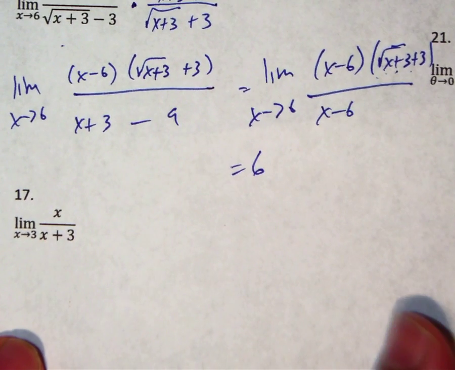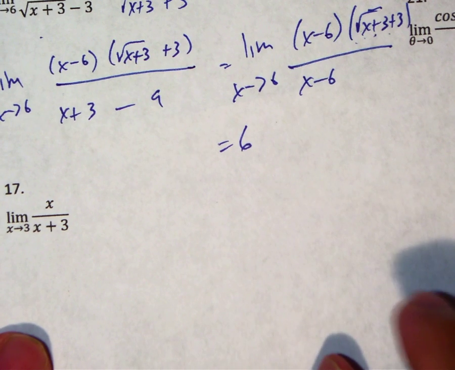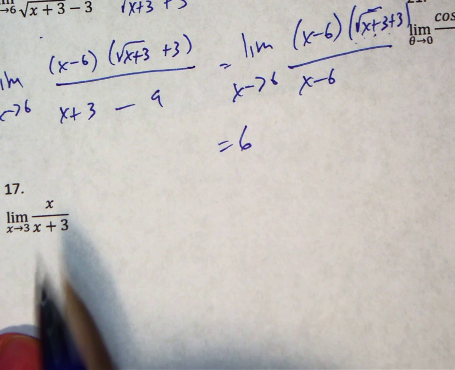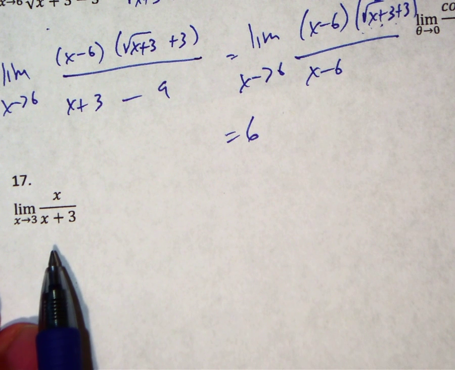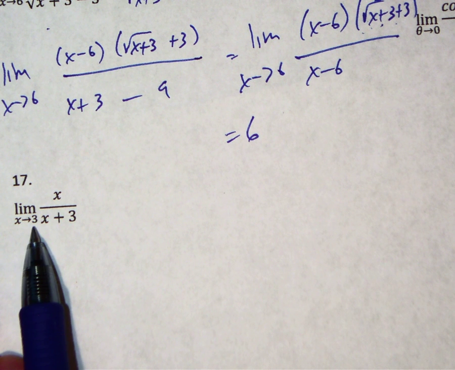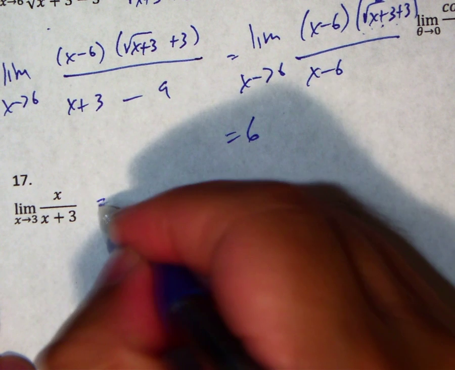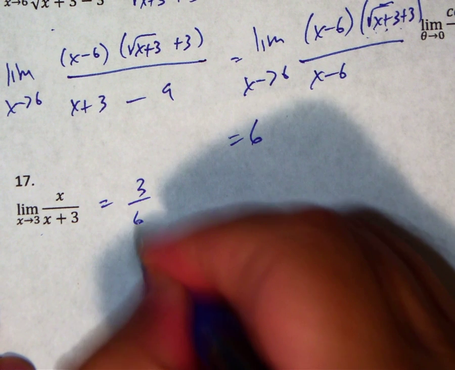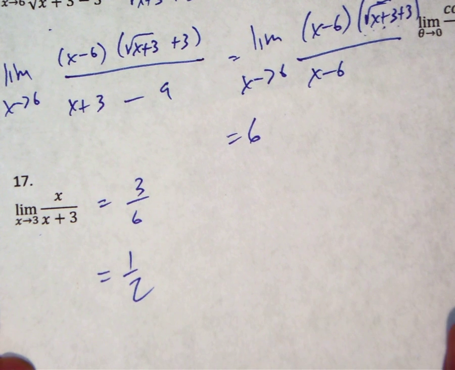Number 17. Okay, it's very easy to be caught in this trap. You think, oh, it's undefined. Well, it's not. You just plug it in. 3 in the numerator. 3 plus 3, 6 in the denominator. The limit is 1/2. Okay.